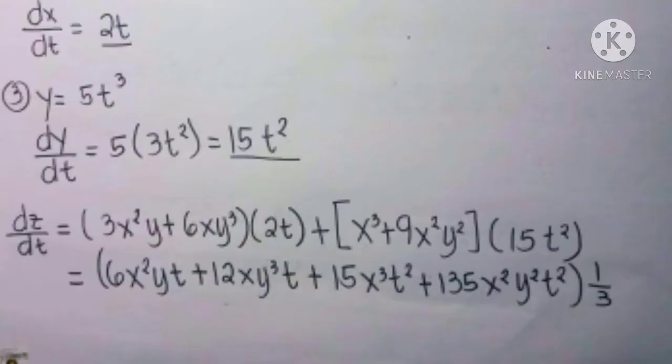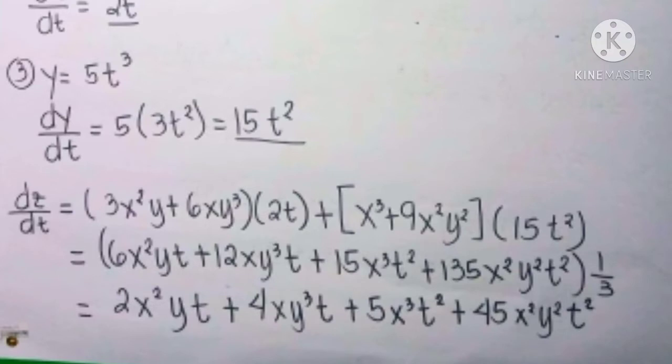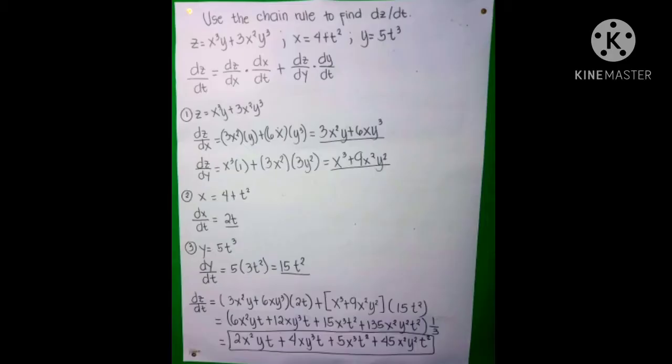So reduce it to the simplest form: 2x squared y t plus 4x y cubed t plus 5x cubed t squared plus 45x squared y squared t. So this is our answer.